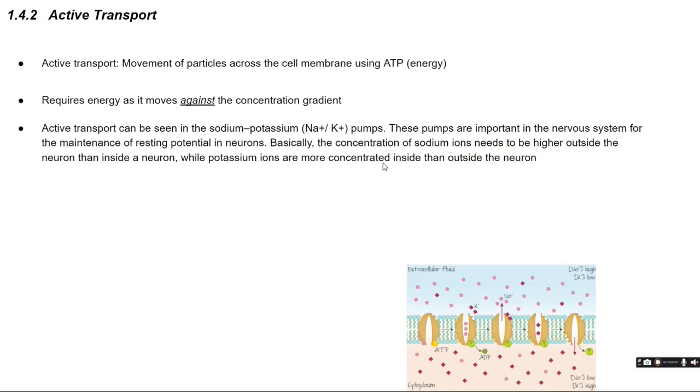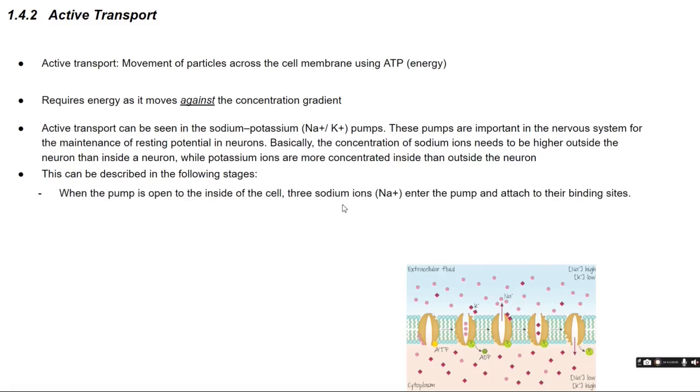Basically, the concentration of sodium Na ions needs to be higher outside the neuron, which is right here, than inside the neuron, while potassium ions should be more concentrated inside the neuron, right here, than outside the neuron. The process for maintaining this gradient can be described in the following stages. When the pump is open to the inside of the cell, right here, 3 sodium ions, you see them right here, enter the pump, this protein, and attach to their binding sites.